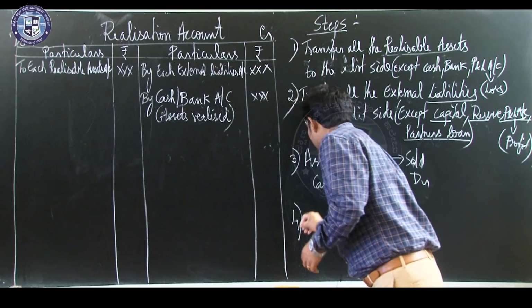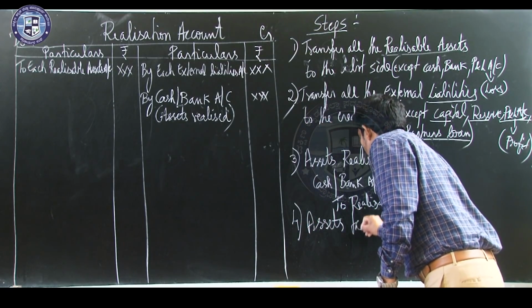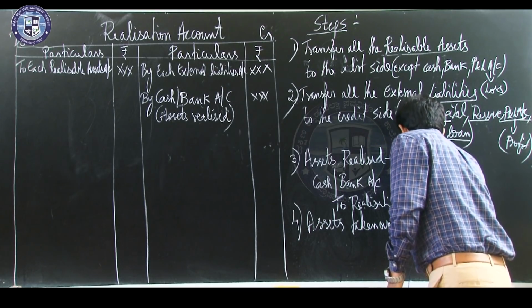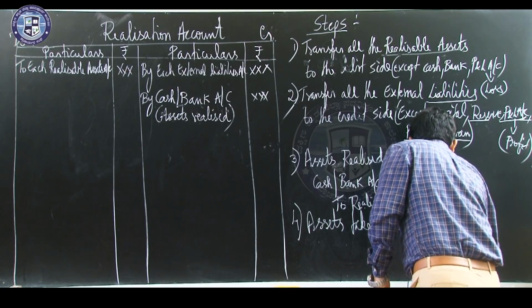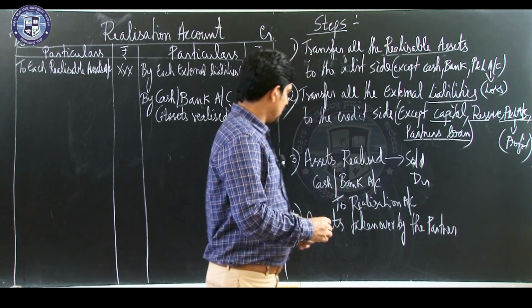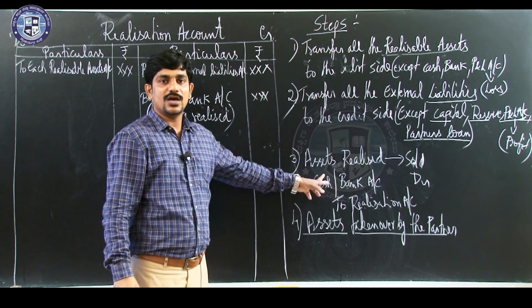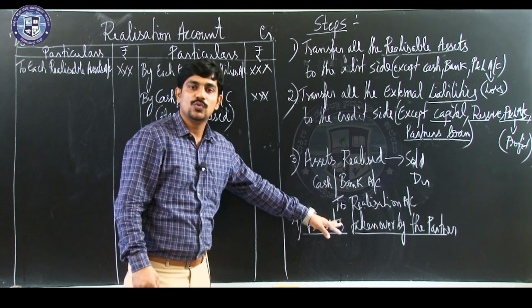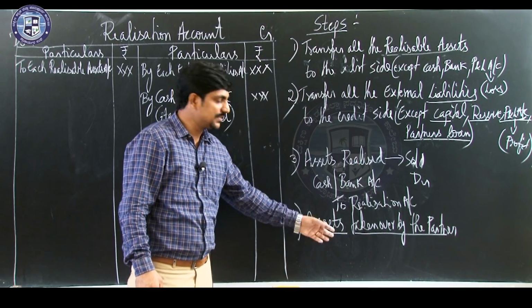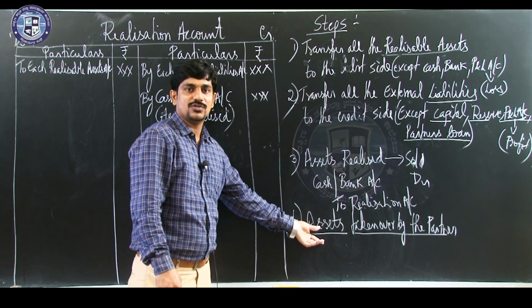Sometimes assets might be taken over by the partner. Assets taken over by the partner. Now, at that time, instead of writing cash or bank account, we have to write the name of the partner who has taken over the asset. Instead of selling it to others, here it is given to the partner.